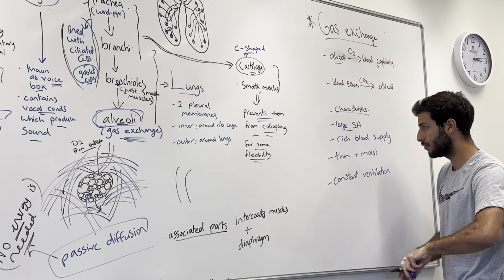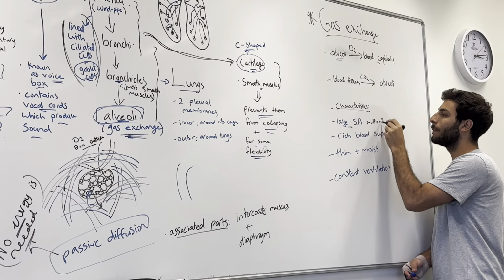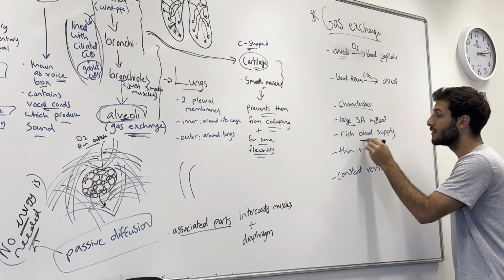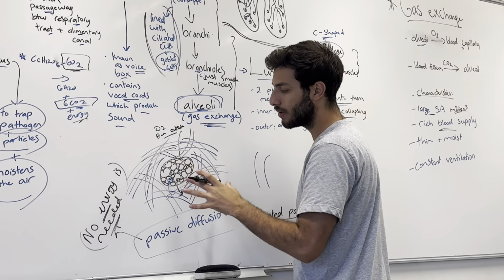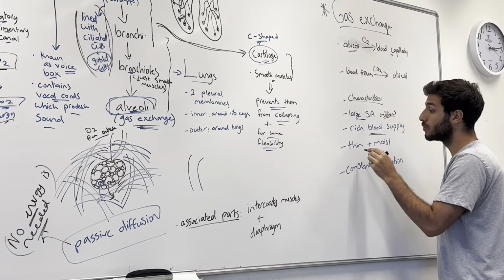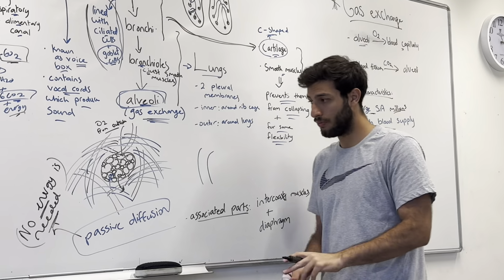As I mentioned before, we have millions of alveoli. That means they have a large surface area. They have a rich blood supply, as we saw here. We have a lot of vessels surrounding them, making the exchange way easier. They have a thin membrane and they're moist. Thin membrane, let's look at it.